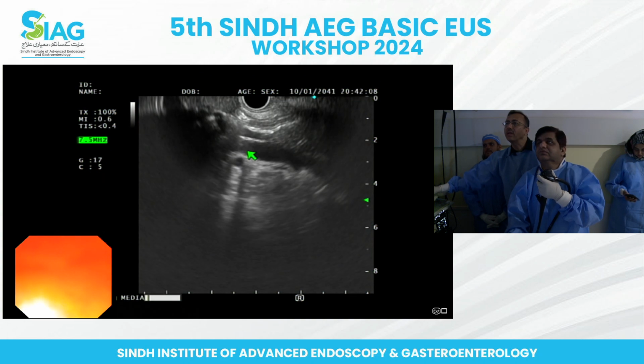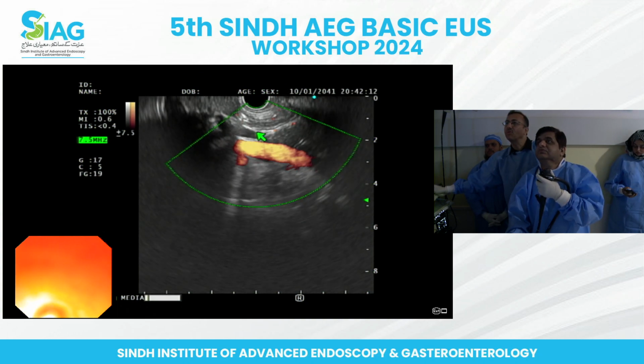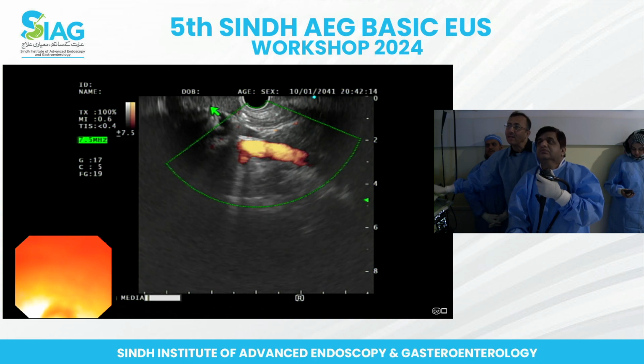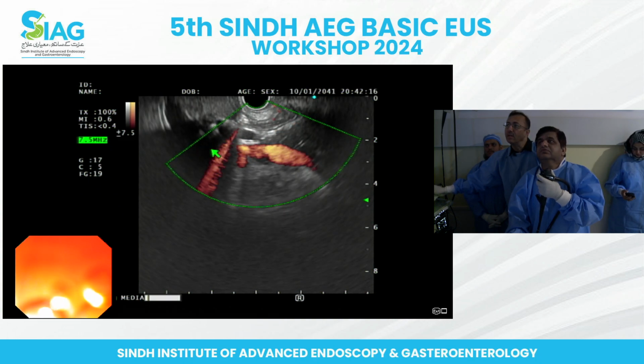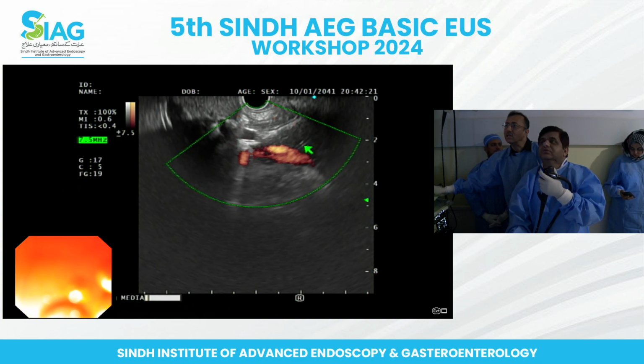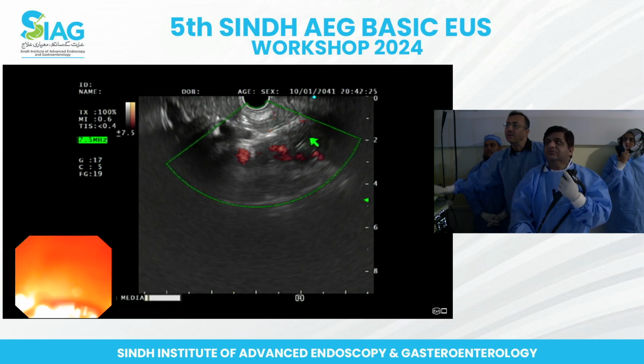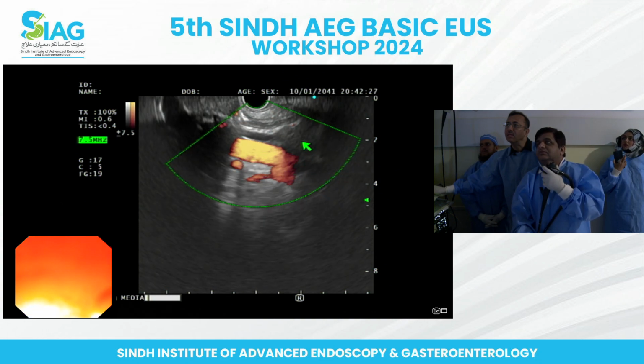Now above it, look, there is some kind of duct. Now you need to make out what kind of duct this is. Right here we are very close to the hilum of the liver. So our area of interest is on this side. This linear structure which is giving echogenic and some hypoechoic thing is there.